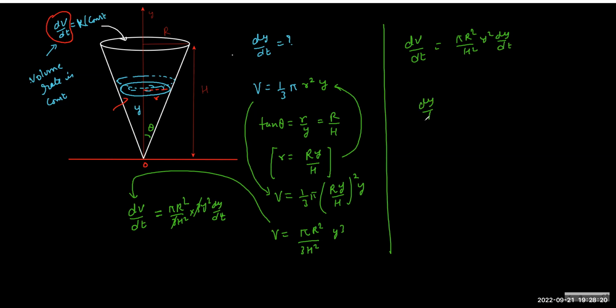So dy by dt, and dv by dt is given as k. Kh square upon. And what you can realize is that as y grows in value, the dy by dt will not grow much. And that's logical, because as you go very high, your open area will become so large that the dy by dt will not appear much. Do you realize this? Yes, sir.